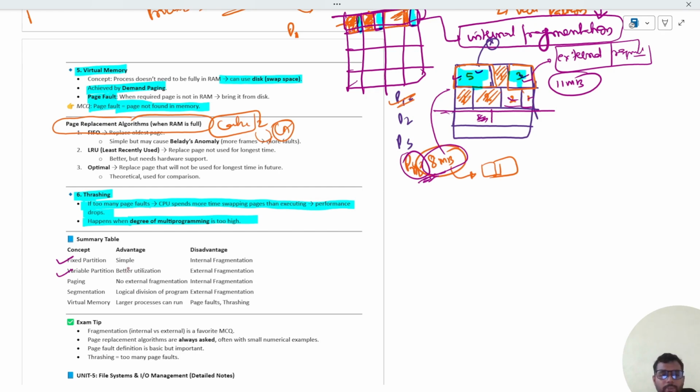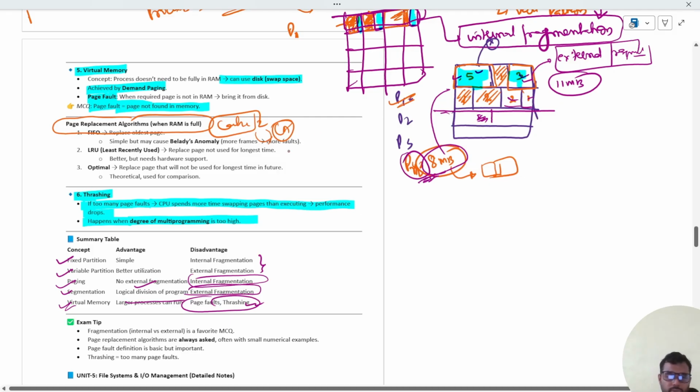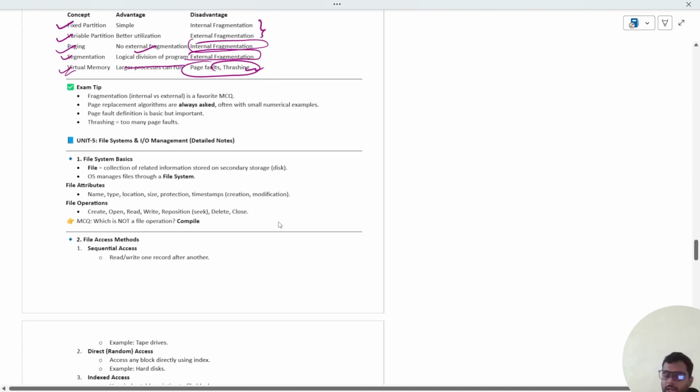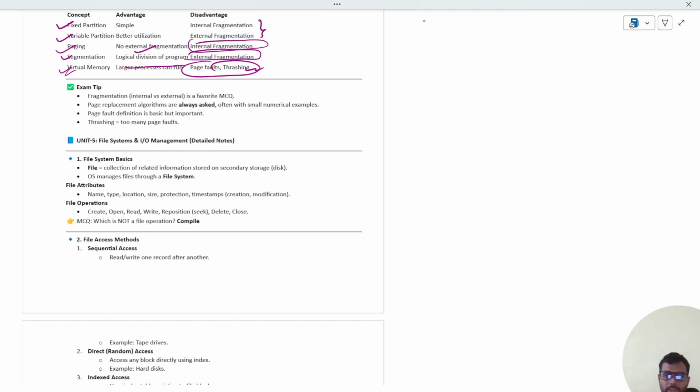Fixed partition, variable partition, the problems faced, then paging, the solution being no external fragmentation, but internal fragmentation is there. And in segmentation also, there is division of the program and external fragmentation occurs. Virtual memory suffers from what? Page faults and thrashing. Now let us move to files and input-output management, and we will only cover some of the points in this.